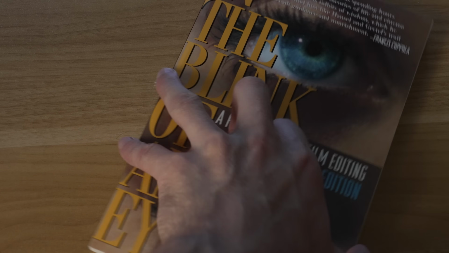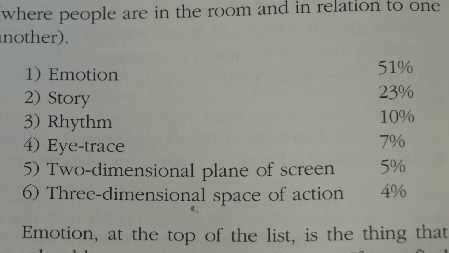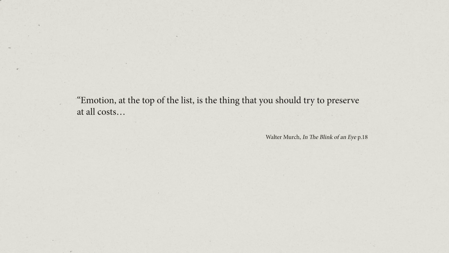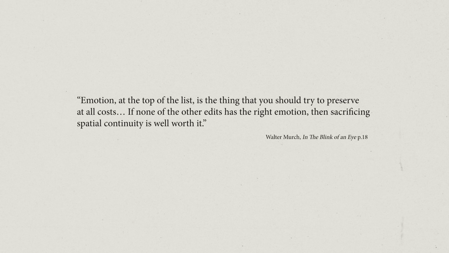This book, In the Blink of an Eye, is one of the best books ever written about editing theory. In it, Walter Murch outlines his 6 criteria for the ideal cut. Most important at the top of the list is emotion, and 6th, all the way down at the bottom, is physical continuity. He says, emotion at the top of the list is the thing you should try to preserve at all cost. If none of the other edits has the right emotion, then sacrificing spatial continuity is well worth it.